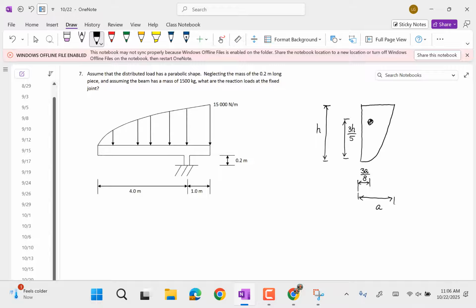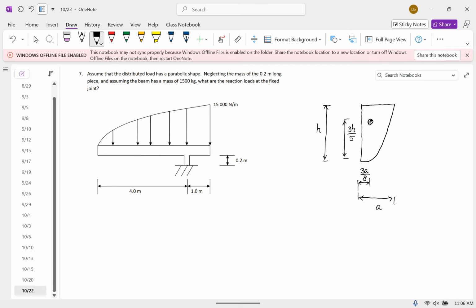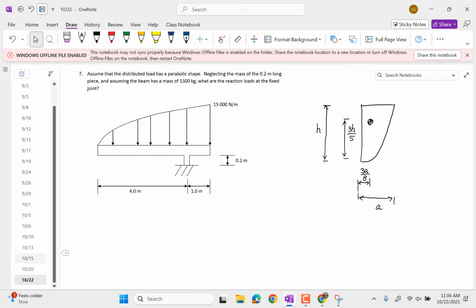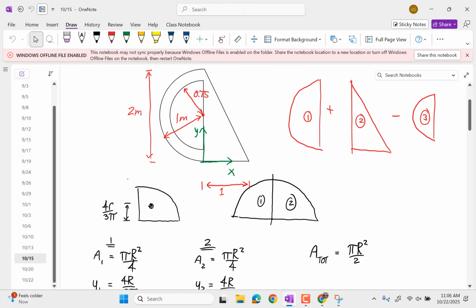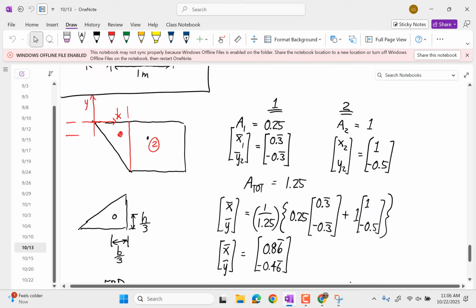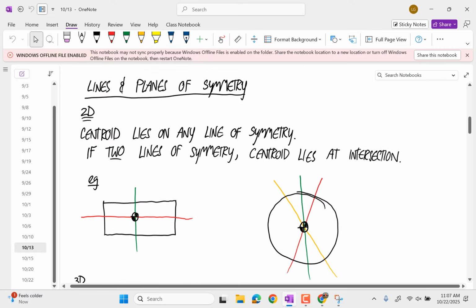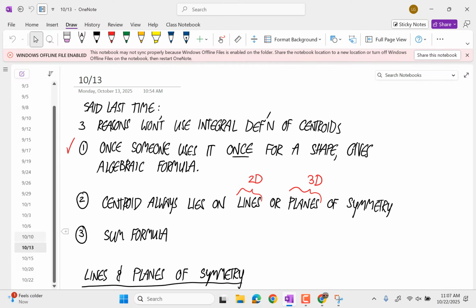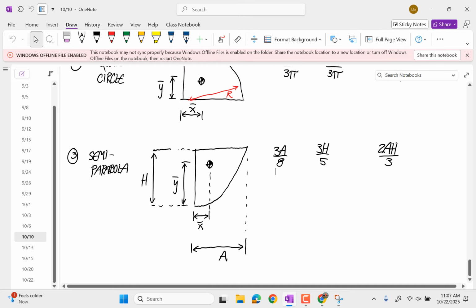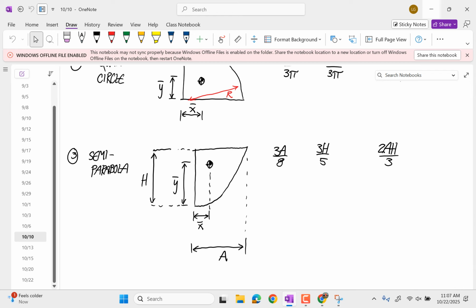Does anybody have that list in front of them? I guess maybe I have it right here somewhere. Probably worth making sure that's right. Okay, so 3A over 8. Yes, 3H over 5. Okay, and then the area is 2AH over 3.